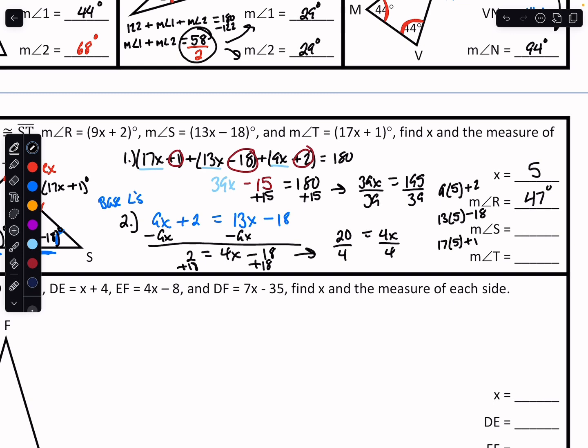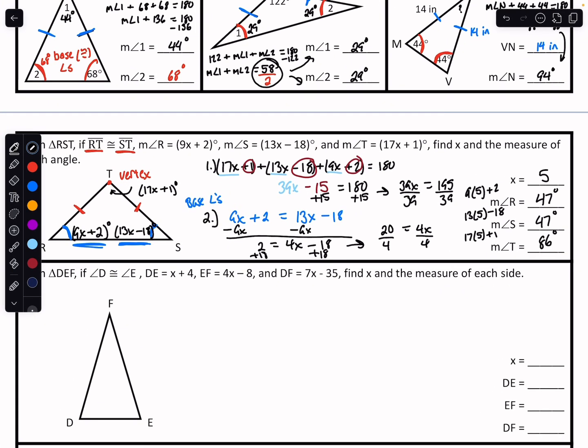This is just me simplifying, right? 9 times 5 is 45, plus 2 is 47. 13 times 5 is 65, minus 18 is also 47. Base angles congruent, those have to be the same. And then 17 times 5 plus 1, you do get 86. And if you add those all together, you do get 180. So that is right.